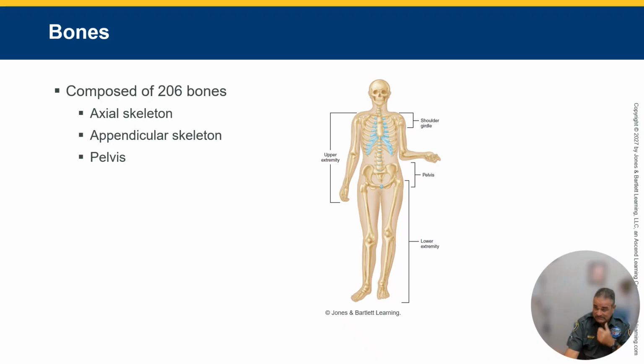So of the 206 bones, the axial skeleton forms the longitudinal axis of the body from the skull to the coccyx, your tailbone. It includes the skull, facial bones, thoracic cage, and vertebral column. The appendicular skeleton, that's pretty simple. That's what we said, the extremities, both upper and lower. And the pelvis includes portions from both the axial and appendicular skeletons.